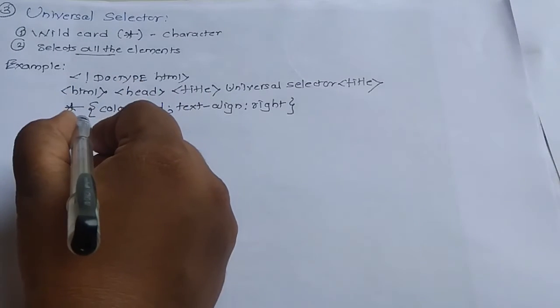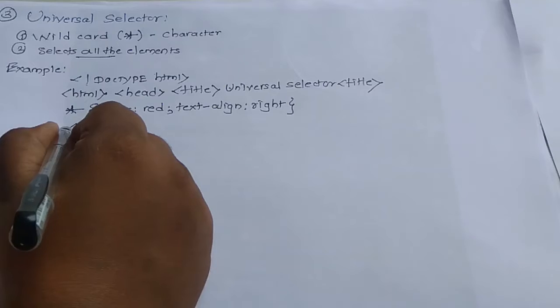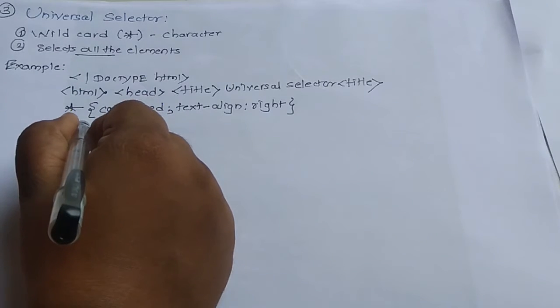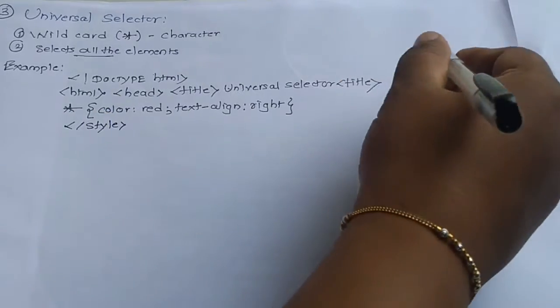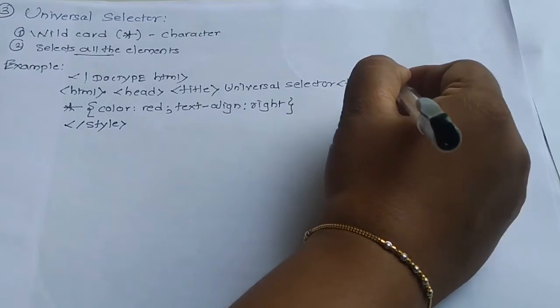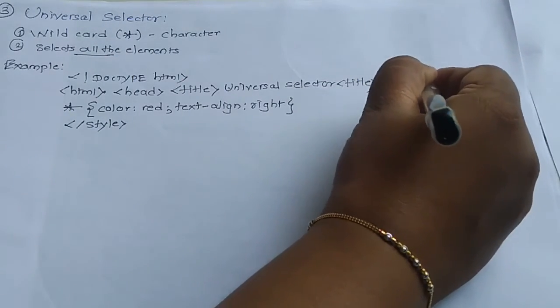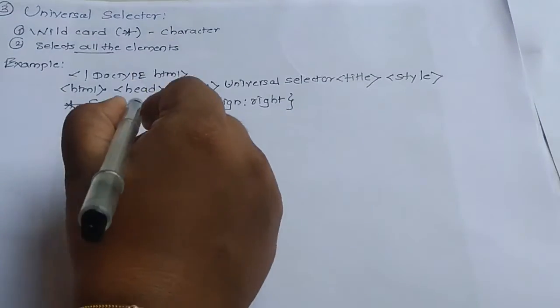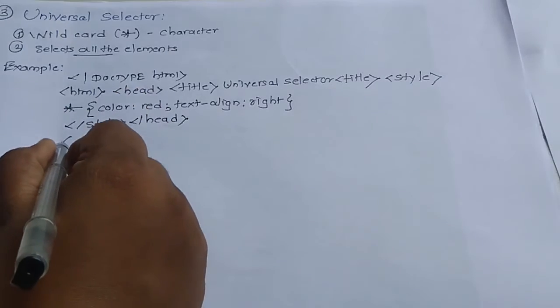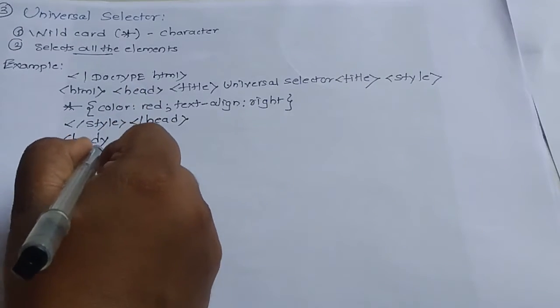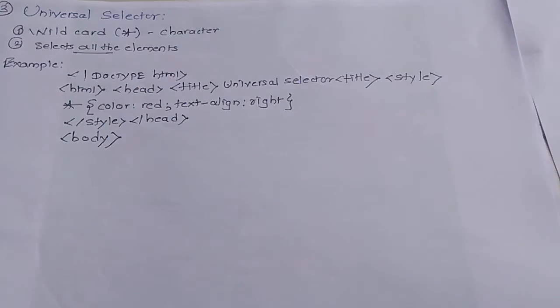Then after that directly close it with /style. So here after title you have to write the style tag, then close it with /title and then close it with /head. Now after this start with the body tag. Now in the body tag, whatever things you want to define, that you can define directly.